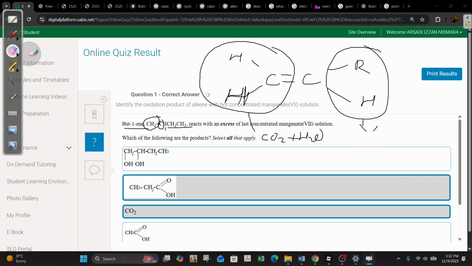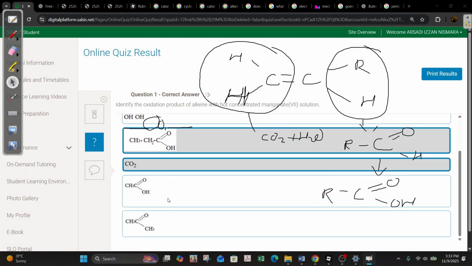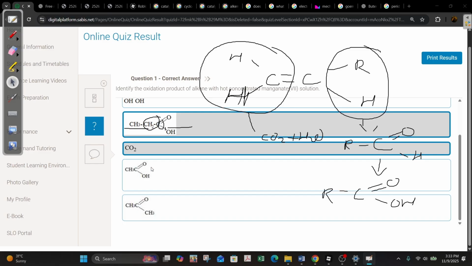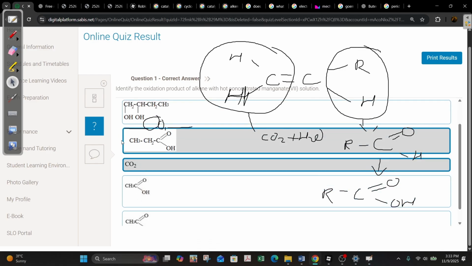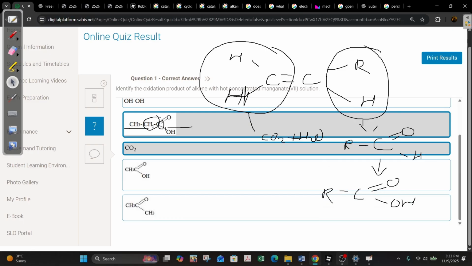This side, when it reacts with that, will give you an aldehyde, which then further oxidizes into a carboxylic acid. So the answers are carbon dioxide and a carboxylic acid right there. There's actually only one carboxylic group. The R group will be CH2CH3. That's the R group. This one only has CH3, which is wrong.